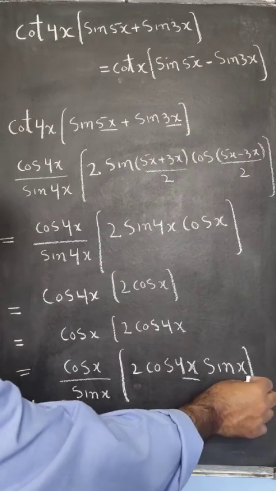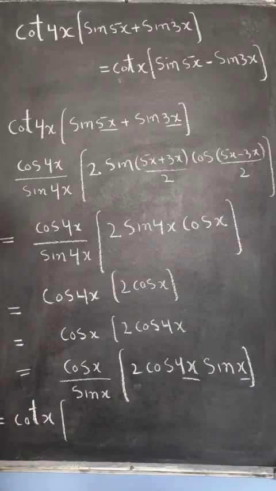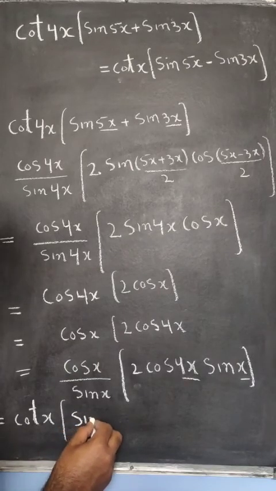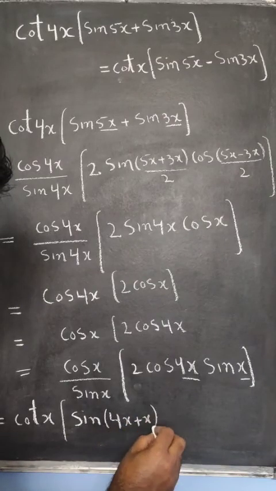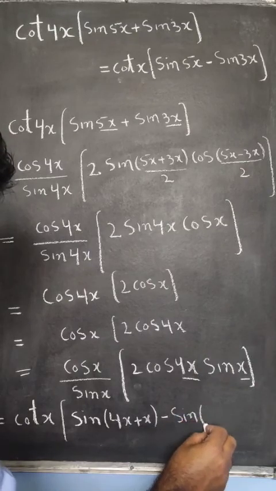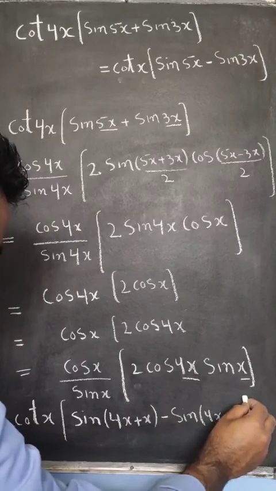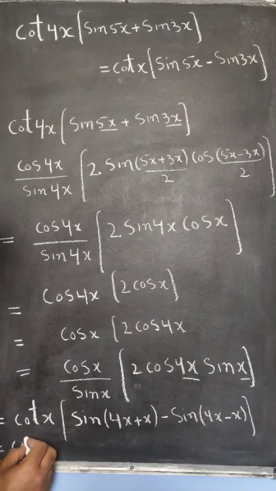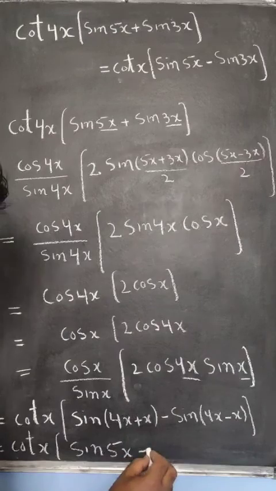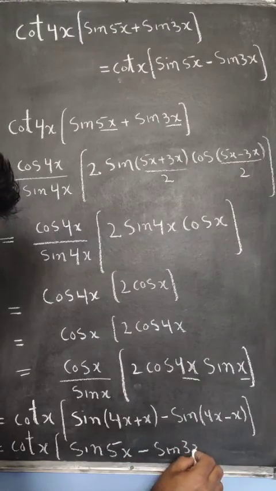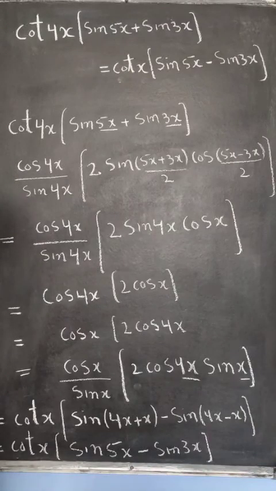If we treat 4x as A and x as B, then we know that twice cos A sin B is sin of A plus B minus sin of A minus B. So we can use the formula sin of A plus B, that is sin of 4x plus x, minus sin of A minus B, that is 4x minus x, which is further equal to cot x into sin 5x minus sin 3x, which is equal to RHS. That proves the result.